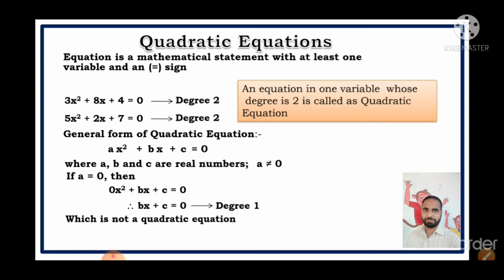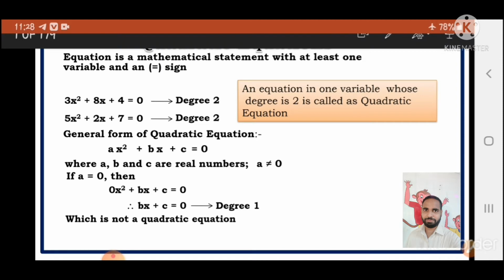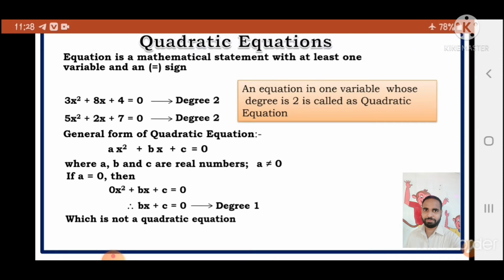Why? Because if a is equal to 0, and I put 0 instead of a, then this whole term becomes 0. So what is remaining? Only bx plus c equal to 0. Now what is the degree of this equation bx plus c equal to 0? The degree is 1. That means it is not a quadratic equation. So therefore a cannot be 0. That you should know. Okay, so this is the general form of quadratic equation that you should remember.